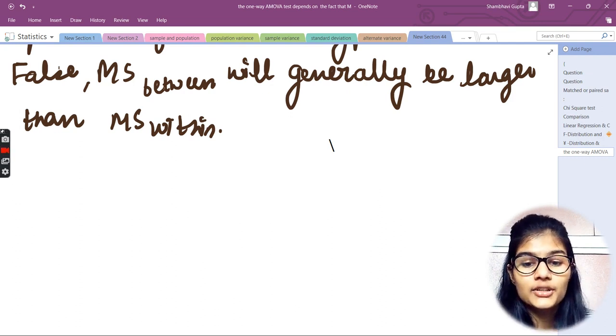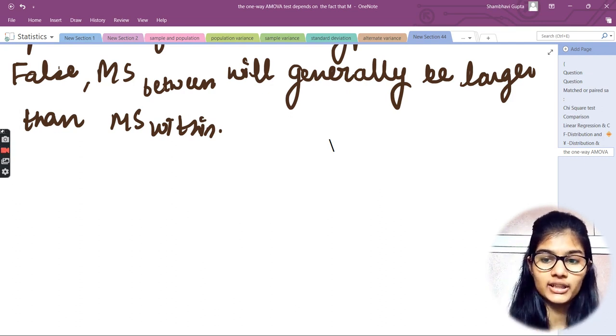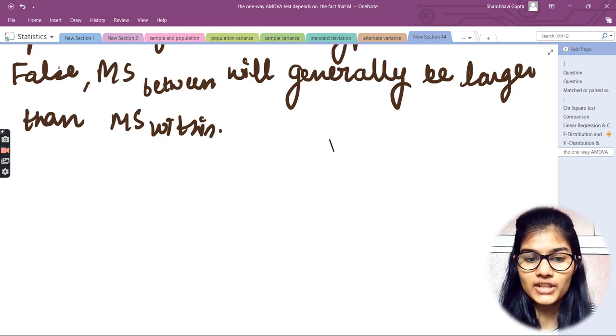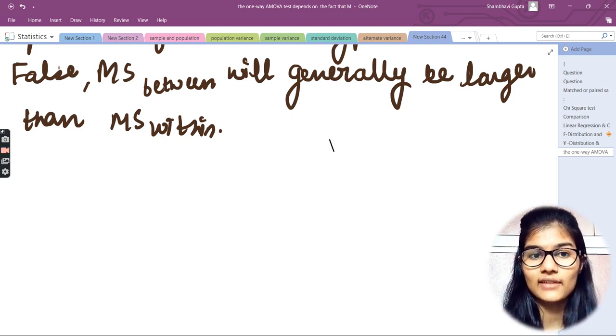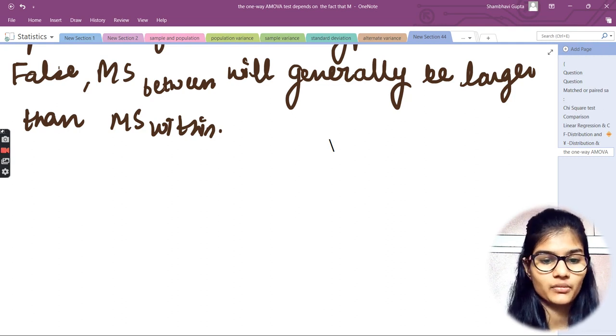Now, next we have, if the population effect size is the most, it is not unlikely. So we see that MS within will be larger in a given particular sample, if we are having some larger value or anything like that. So in that case, we just take it that the value for the MS within will be larger in a given sample.